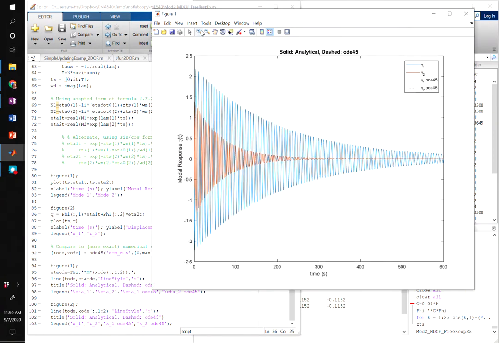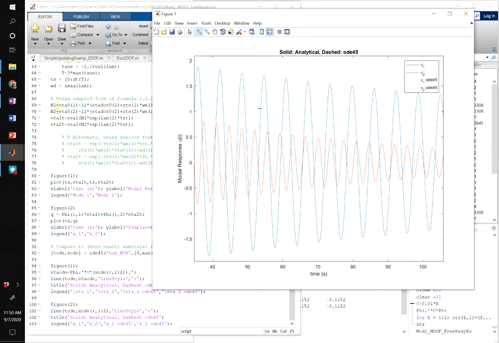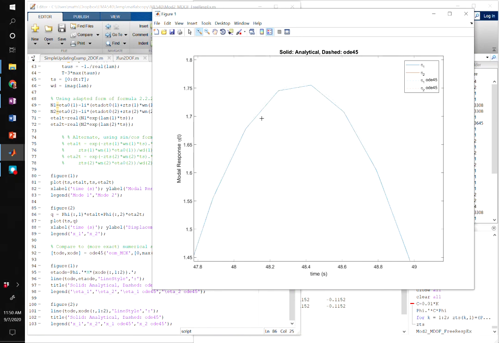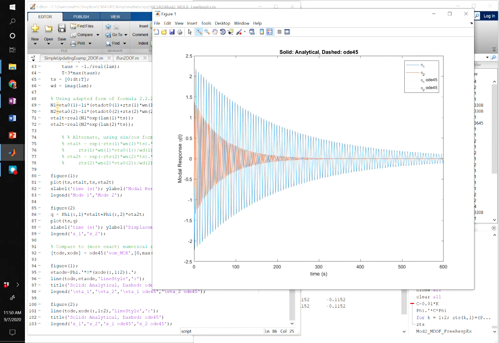And if we zoom in, we can get a better idea, so higher frequency and lower. And then there are some small dotted lines showing the ODE45 solution. And if we zoom way in, you can see that those overlay pretty much perfectly. And they should, because the proportional damping is exact in this case.